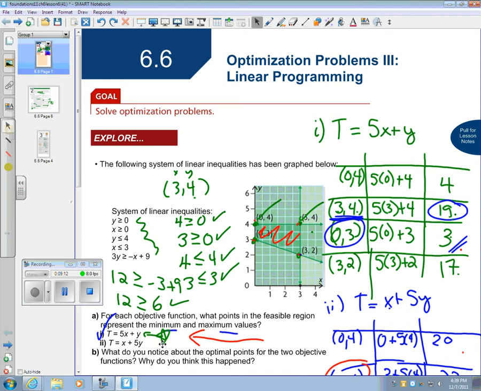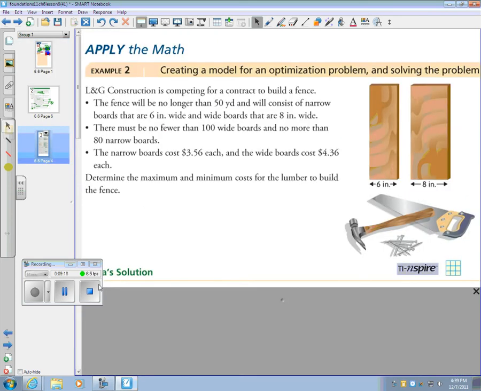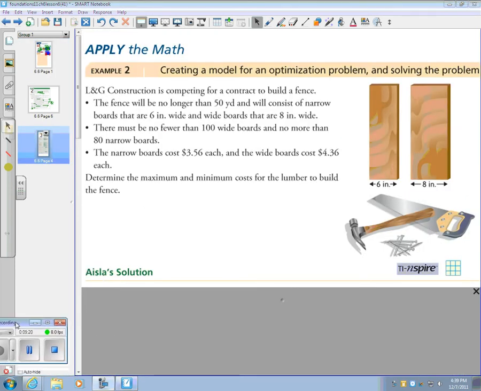Okay? So I'm just going to read through a sample that you have in your textbook. This is on page 338. We're going to go through this one together. So we have LNG Construction competing for a contract to build a fence. The fence will be no longer than 50 yards and will consist of narrow boards that are 6 inches wide and wide boards that are 8 inches wide. There must be no fewer than 100 wide boards and no more than 80 narrow boards.